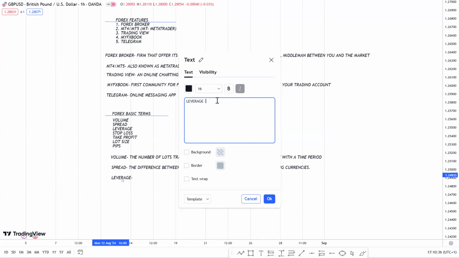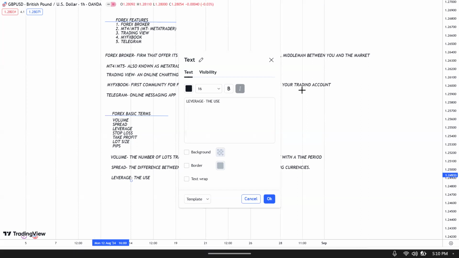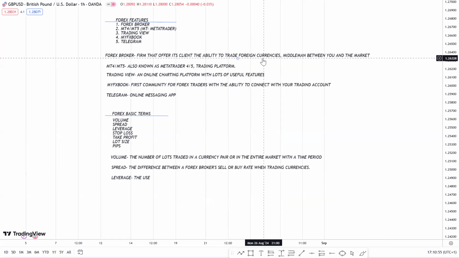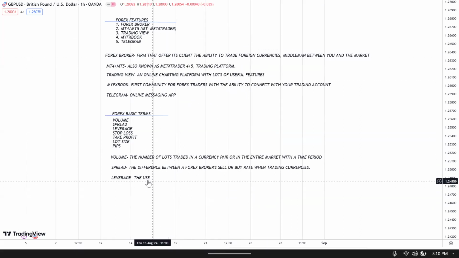So leverage is the use. Kindly mute yourself. Okay, good. So leverage is the use of, hold on. Okay.